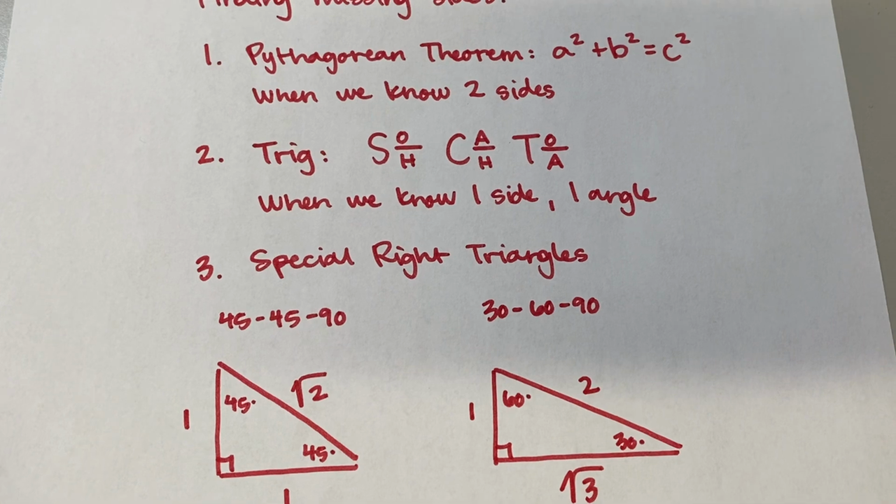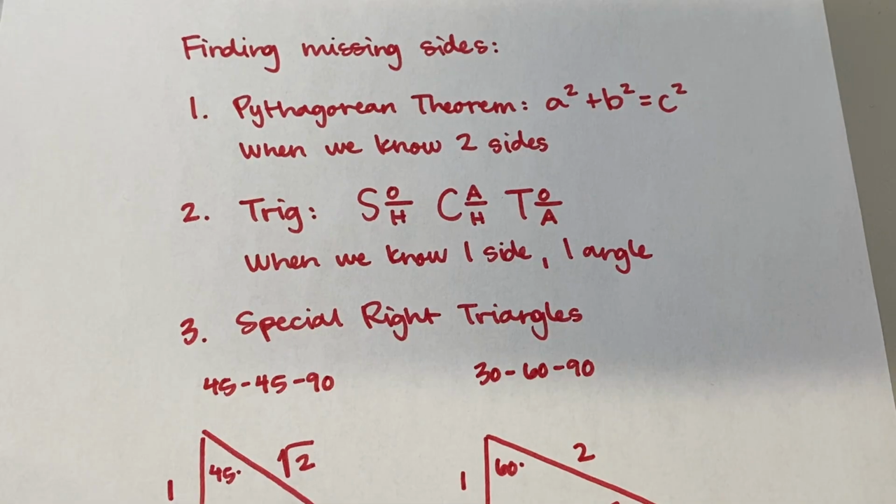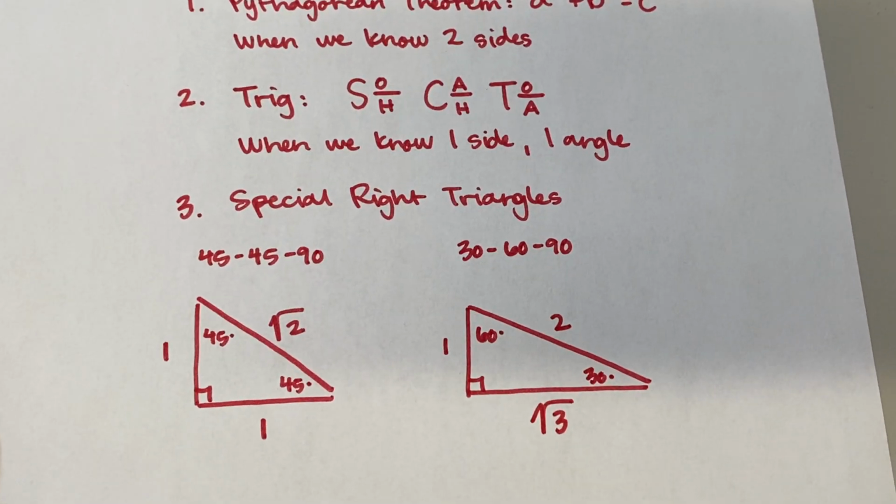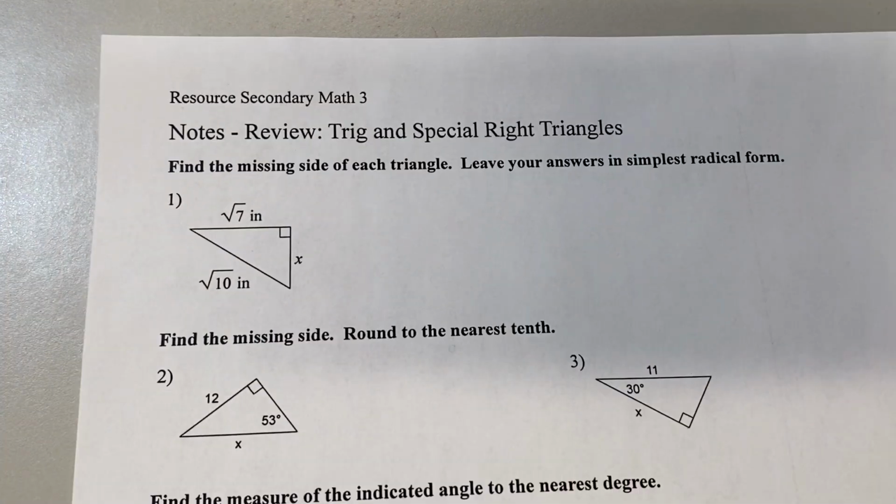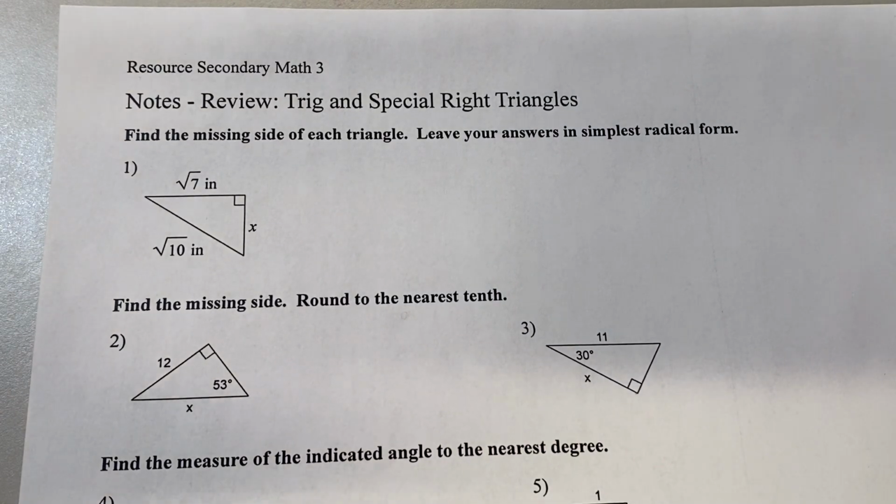Okay, so these are the ways we can find missing sides of right triangles. We talked about 3 different ways this unit. Okay, so go ahead, turn your paper back over. Now let's go ahead and use this. Okay, so let's look at number 1.